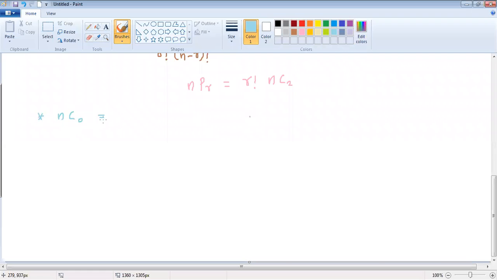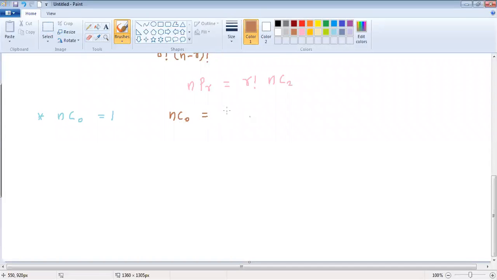Means आपके पास n objects है, how many ways you can select 0 objects? How many ways are there? There is only one way. Don't select anything. That's only one way. So NC0 is 1. So if you use the formula also, then also you will get the same thing.